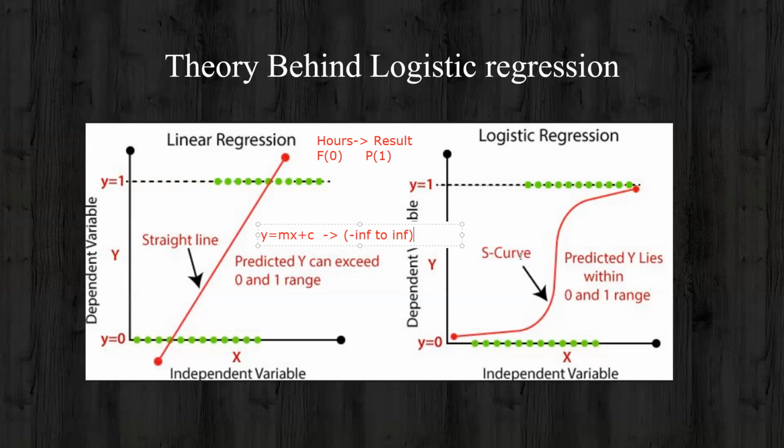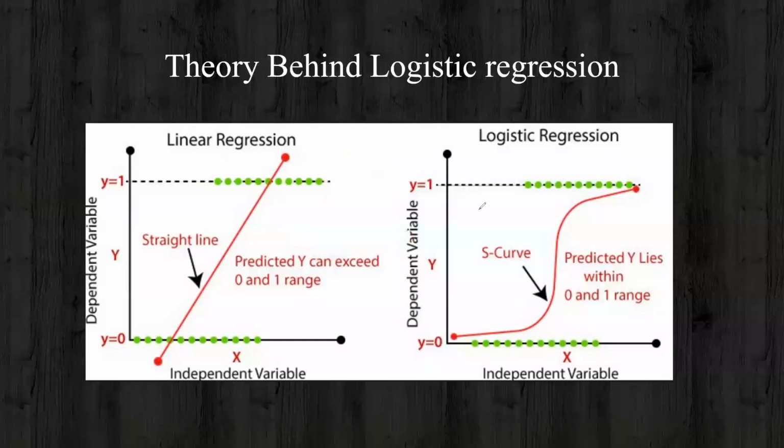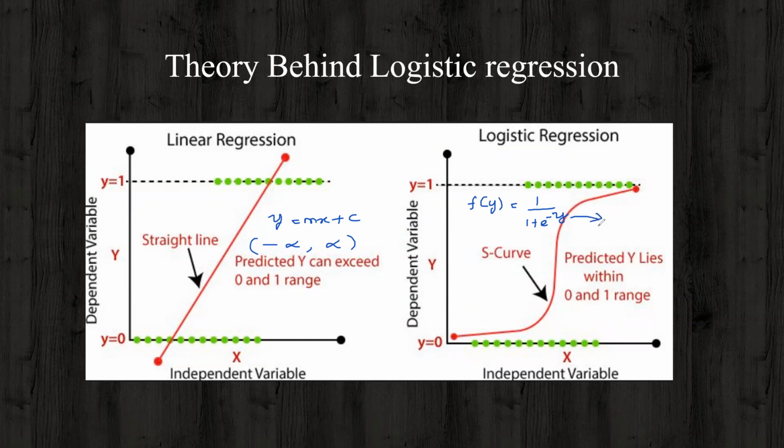When you try to fit it with a sigmoid curve, what would be the equation? It is very simple. The equation would be function of y is equal to 1 by 1 plus e power minus y. We know what y is. We have already discussed that y is equal to mx plus c, and that y ranges from minus infinity to plus infinity. So if you substitute any values between minus infinity and plus infinity, the function of y would range between 0 and 1.